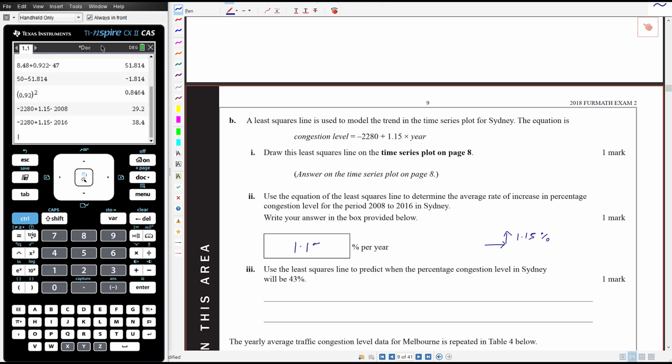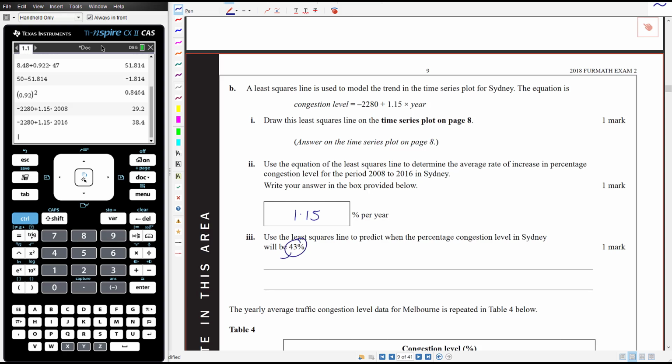So the answer should be 1.15%, which is just that value there. All that's asking you about is the slope. Next: use the least squares line to predict when the percentage congestion level in Sydney will be 43%. This time we want to make the congestion level 43% and solve to find the year. So the equation is 43 equals negative 2280 plus 1.15 times the year.